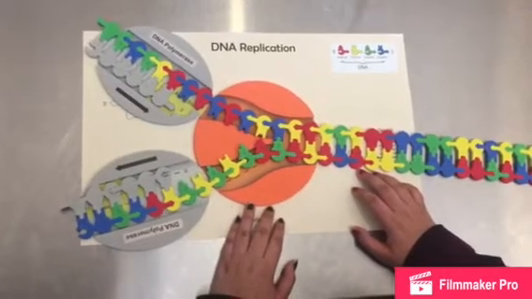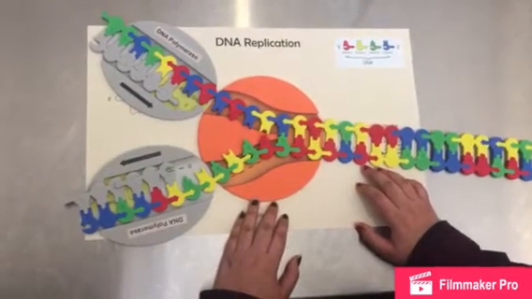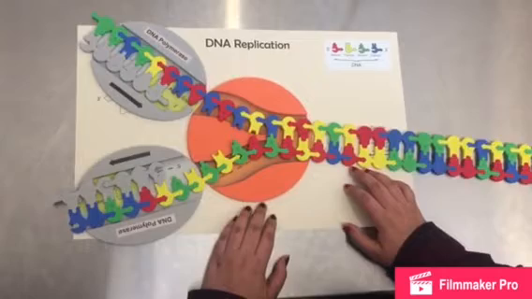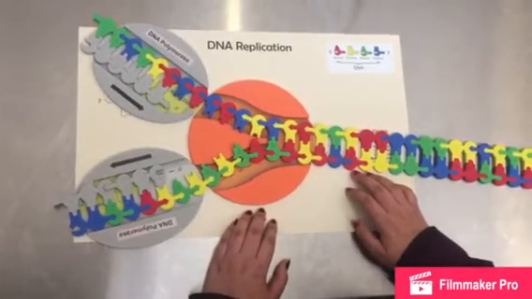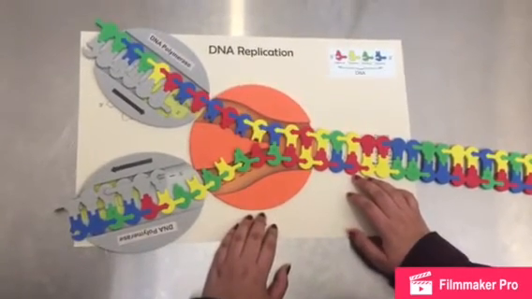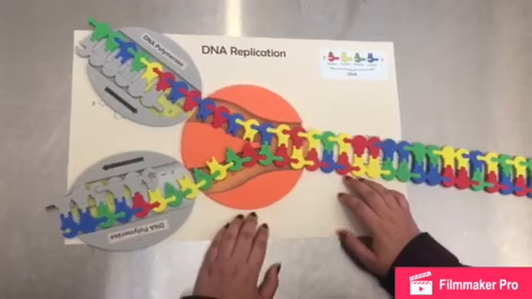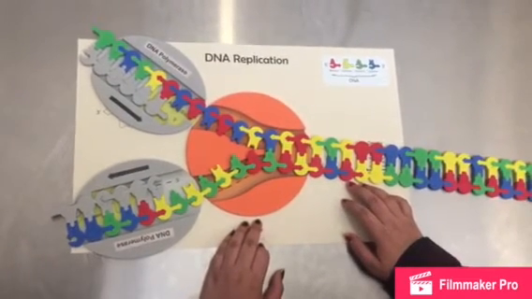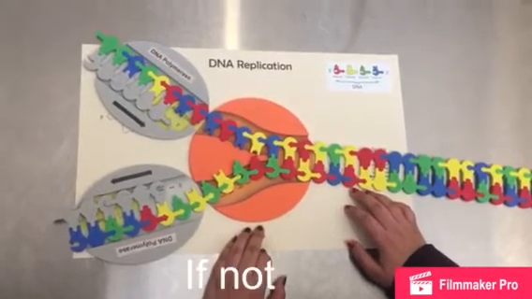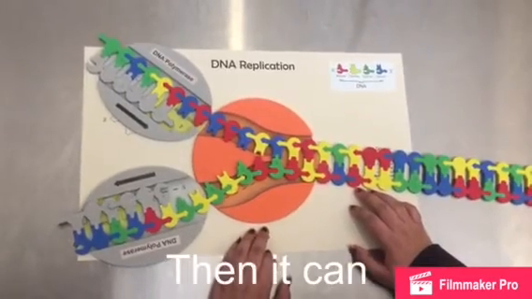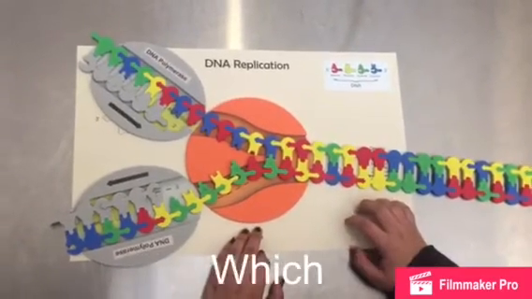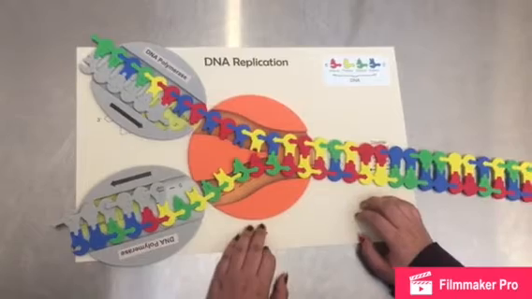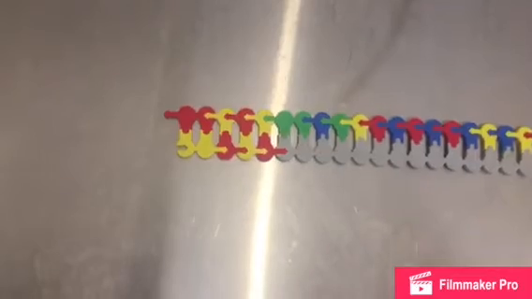After replication, it automatically winds up into a double helix. The result is that you end up with two new strands of DNA. If there is a change in the DNA code, then it can be corrected, but if not, then it can cause mutations which can affect the way a protein will be made.